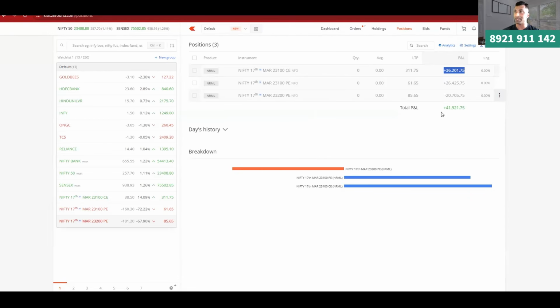But then there was a reversal and then I just got into a trap and then it eventually turned into a loss. Otherwise, this was actually the best trade. Okay, but anyway, leave that.